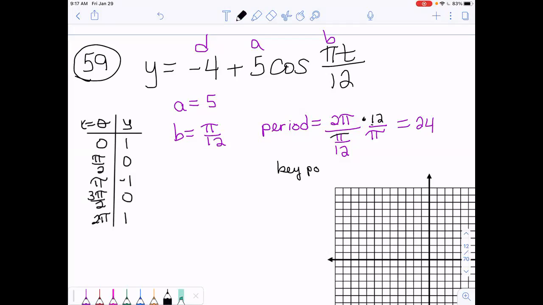And then Jeremy, what are we going to end up counting by to get from one point to the next? It's going to be 6, yeah. So take that 24, divide it by 4, and we're going to count by 6. Questions so far?